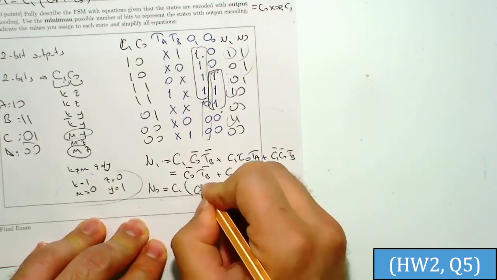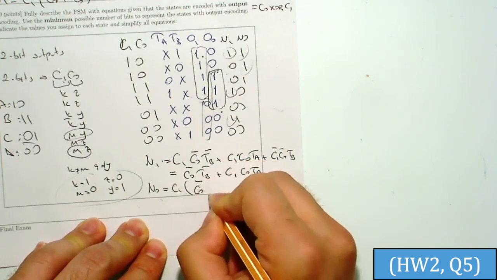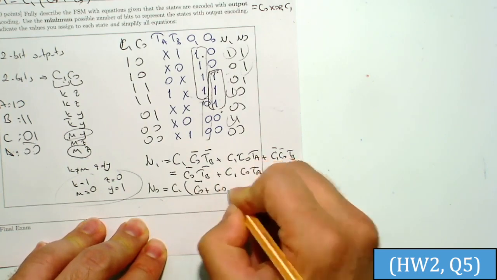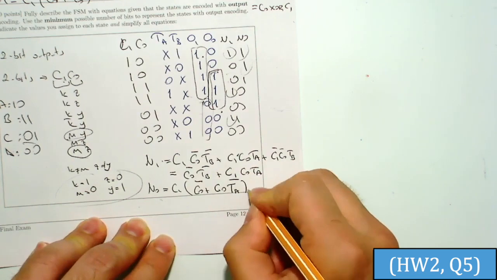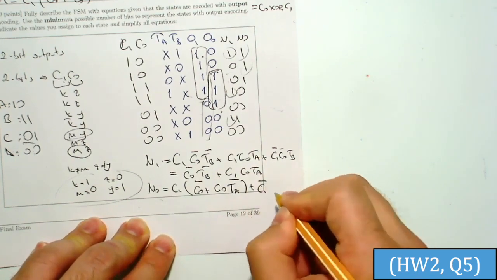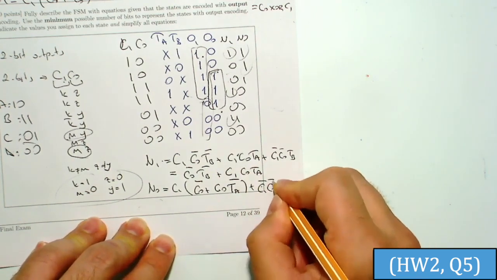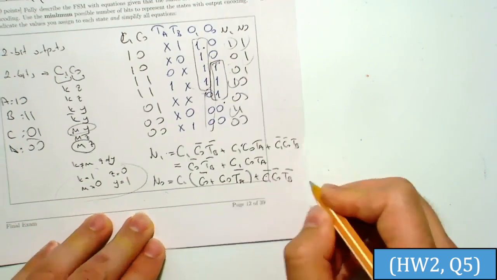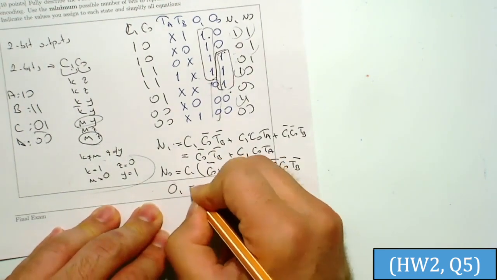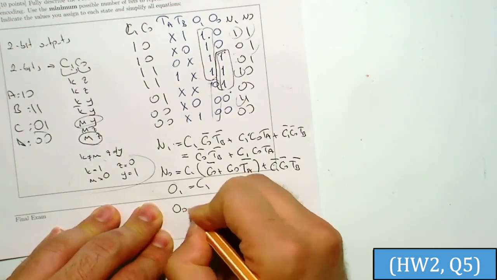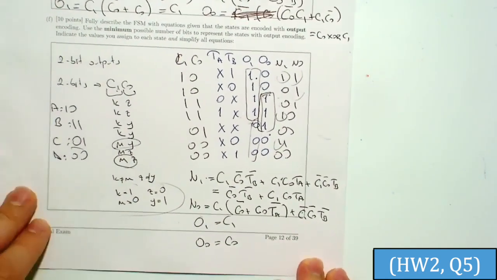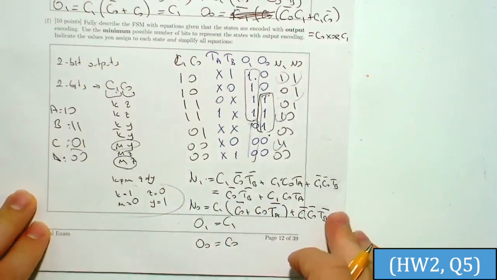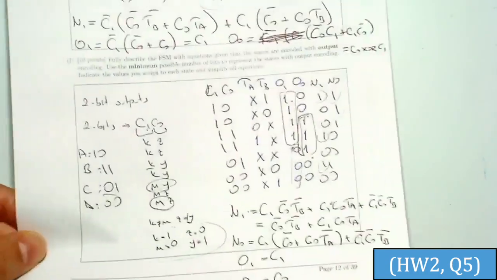C0 not here, or C0, TA not, or C1, C0 not, and TB not. And for O1, I already ensured that this is determined by C1, and O0, this is determined by C0, okay? So this is the F1.